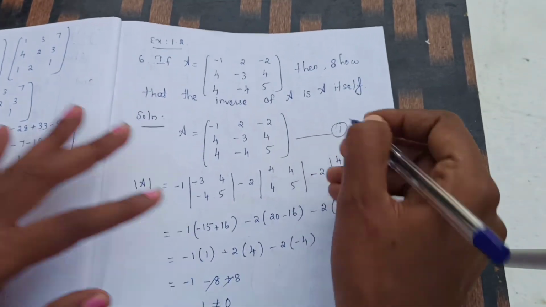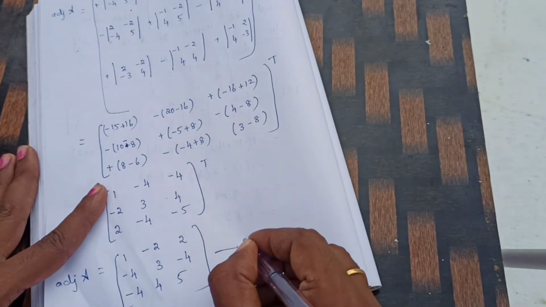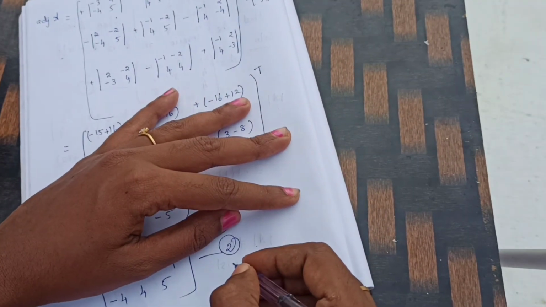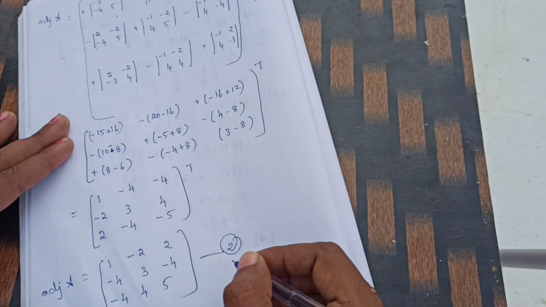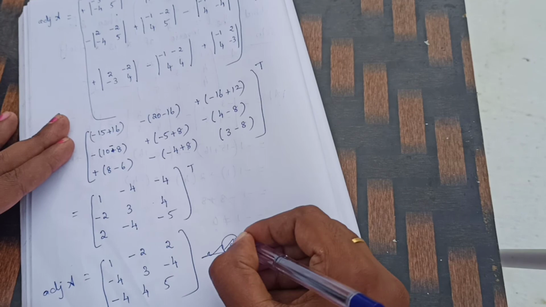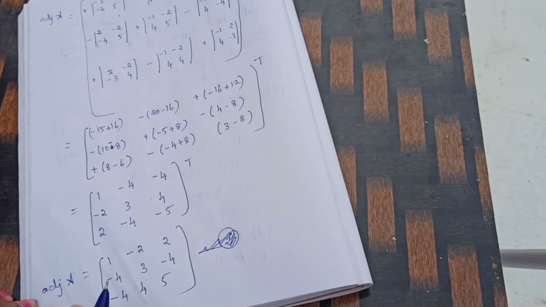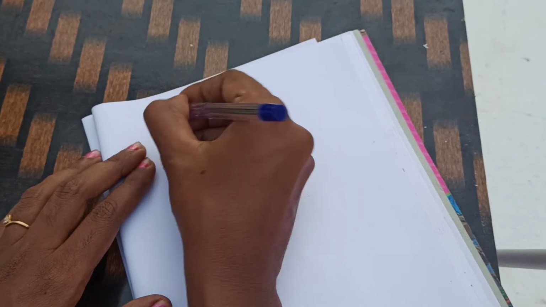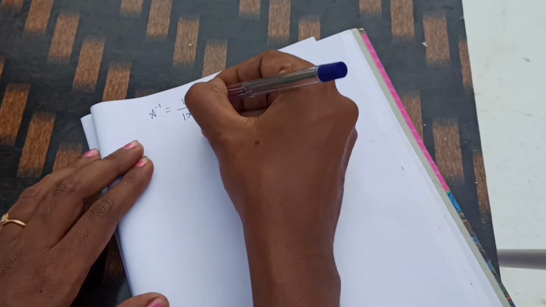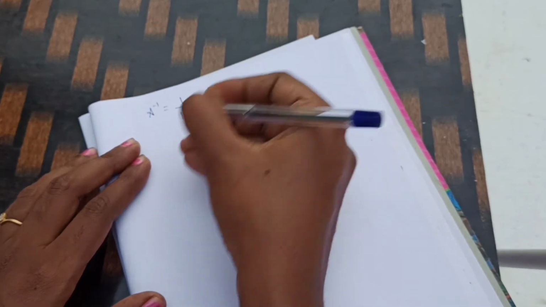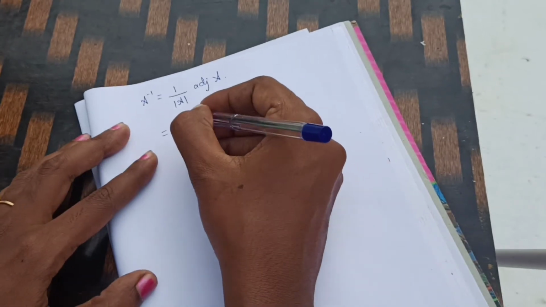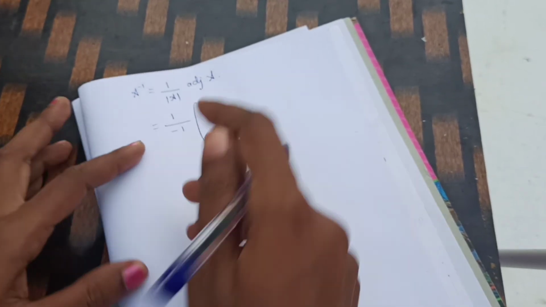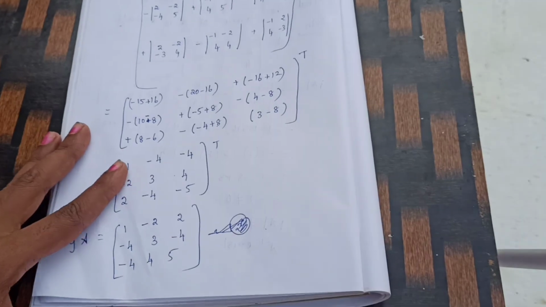Take it as equation number 1. Take it as equation number 2. Okay. So, sorry, before that, you need to find the A inverse. Is it right? Not adj. A inverse. So, what's the formula for A inverse? 1 by determinant of A into adjoint of A. So, 1 by, what's the determinant of A value? Minus 1. Is it right? So, minus 1. What's this value?